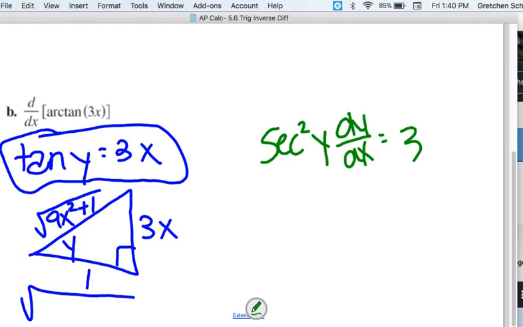Here's something where knowing the reciprocals is helpful. Secant is really 1 over cosine, so you don't need to think of that. How do you isolate the dy dx? What could you multiply by? Cosine. Yeah.